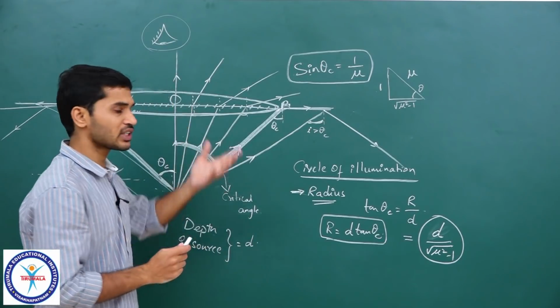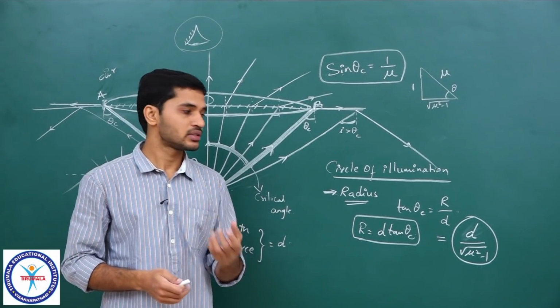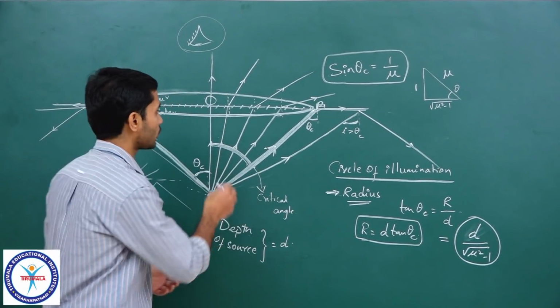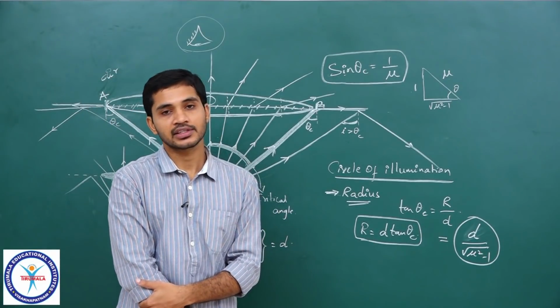So, they can also ask you what is the area through which the light is coming out, clear. So, you can directly find out the area of the circle, which is pi r square. So, these are the two things that they can ask you here.